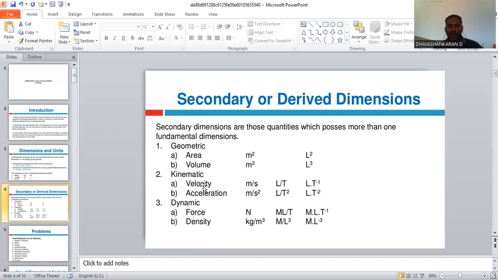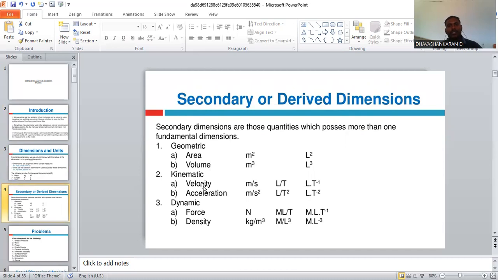For acceleration due to gravity, that is g, which is 9.81, its unit is meter per second square. We convert it into the physical quantity, that is L by T square. So here we note L T minus 2. For dynamics, we take force. Force is calculated in its units in Newton.